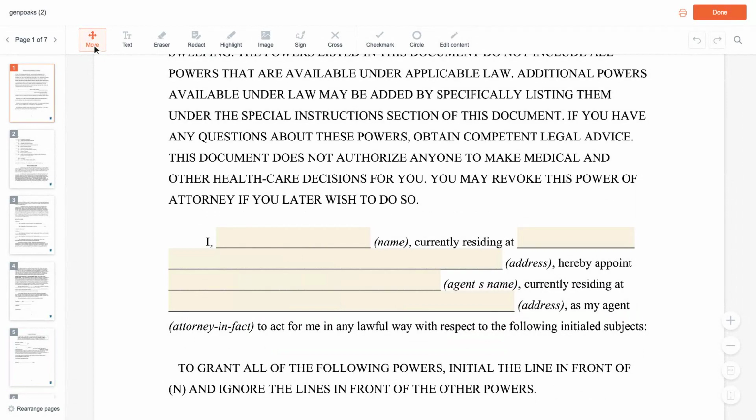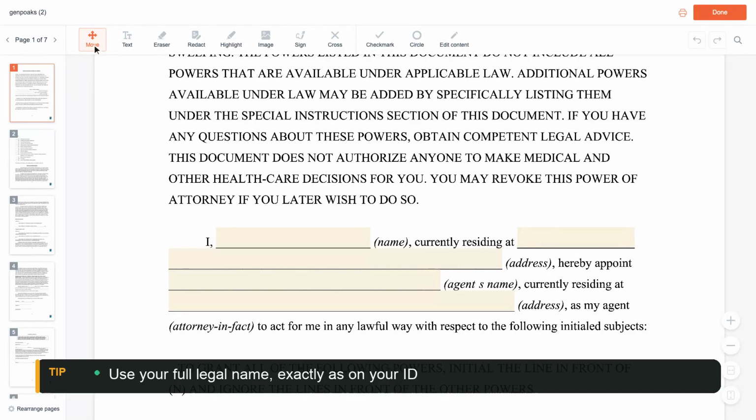Let's fill out the Kansas General Power of Attorney together, the document that lets someone you trust handle your money and property. Start with you, the principal. Type your full legal name and where you live. Use your full legal name exactly as it appears on your ID, so there's no doubt who signed.